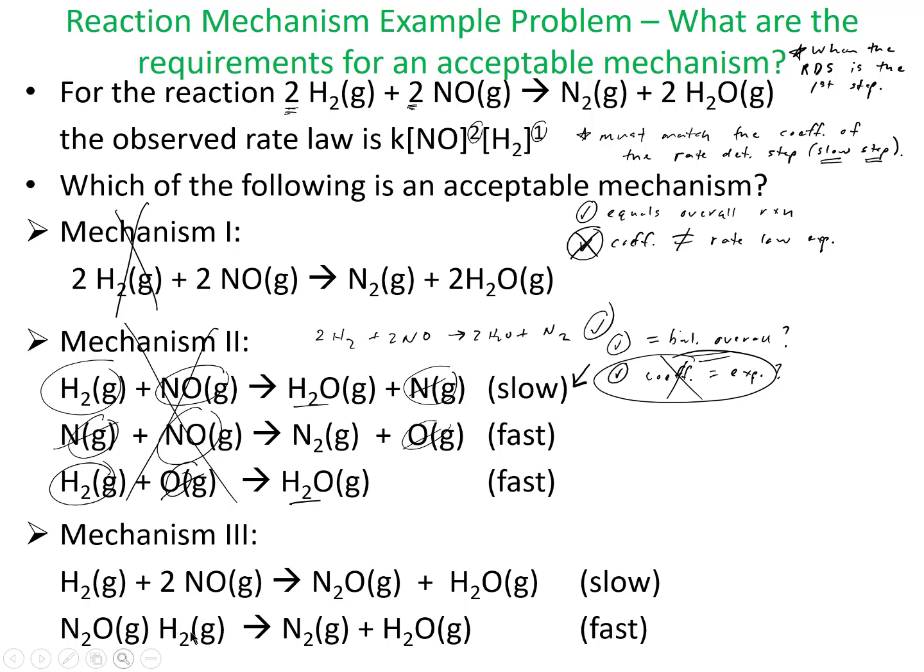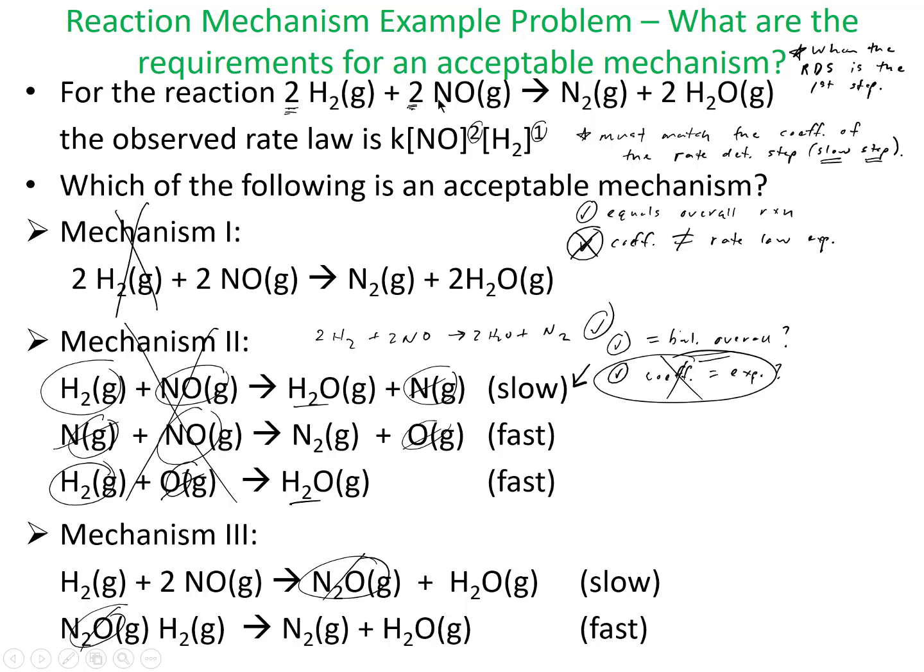So let's see, does this one balance out? The N2O cancels, and as you see, N2O doesn't appear here, so that's the intermediate, and it should cancel. We have two H2s plus two NOs, and it makes two waters and one N2.